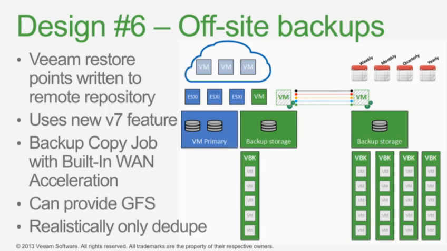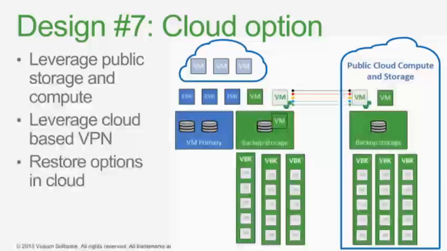Now, this particular technique can also work in the same site. We might not need to use built-in WAN acceleration. We can actually just use the local network, CIFS, SMB, et cetera, to transfer that data. Now, you can take that same design and get really fancy and put that in a public compute cloud.